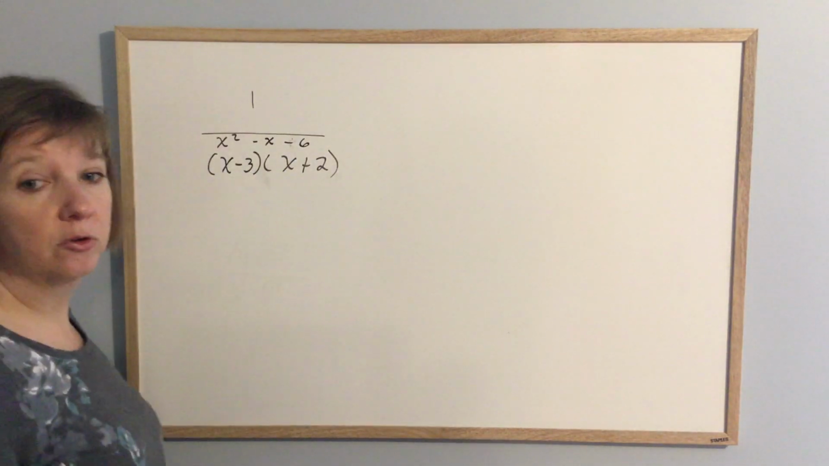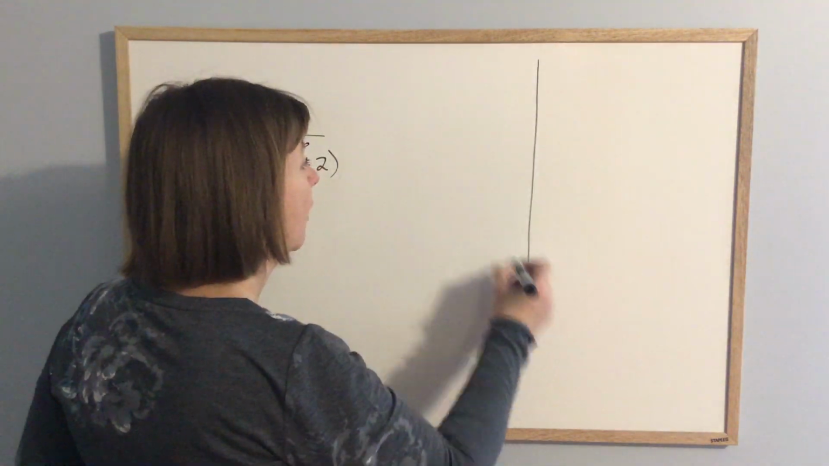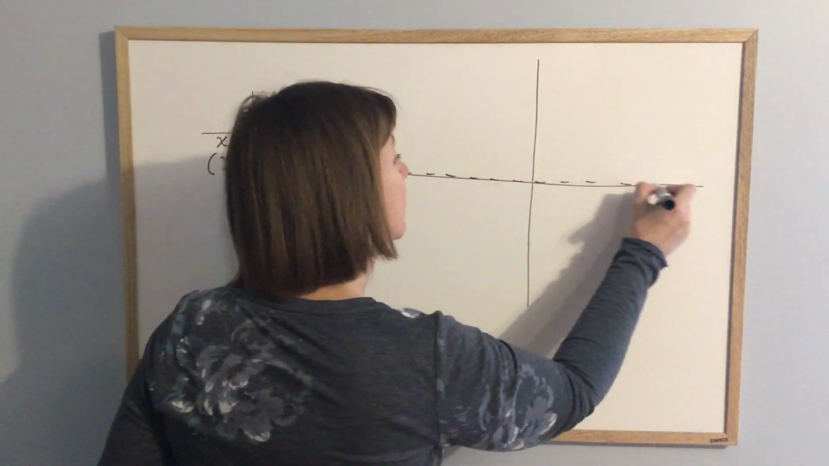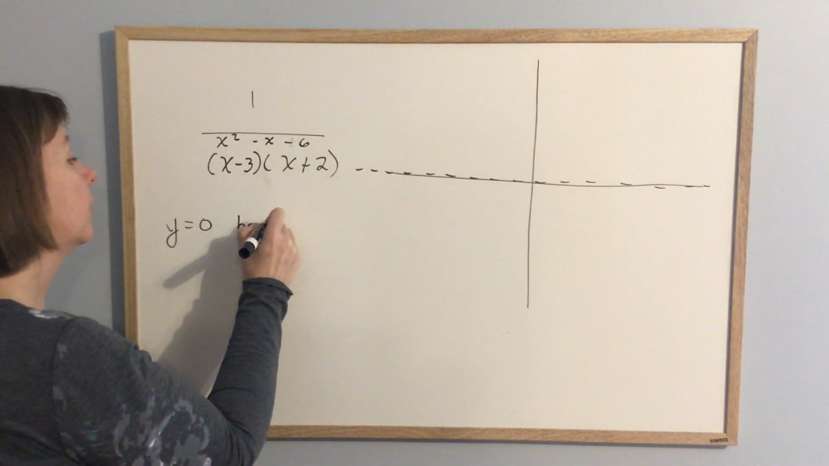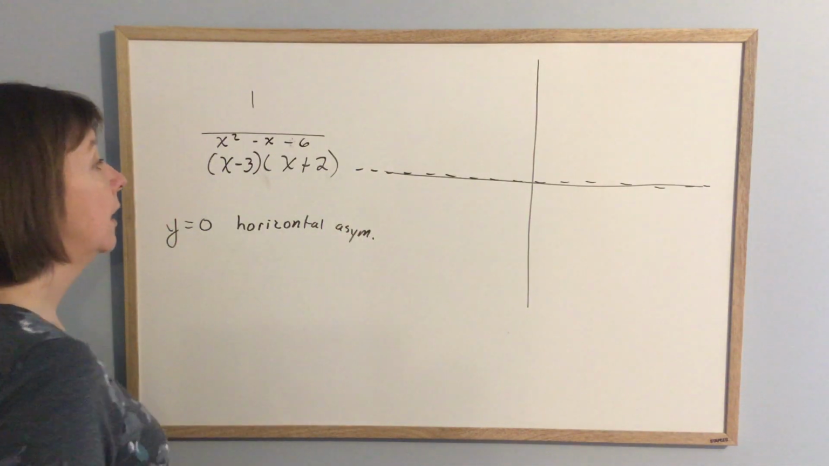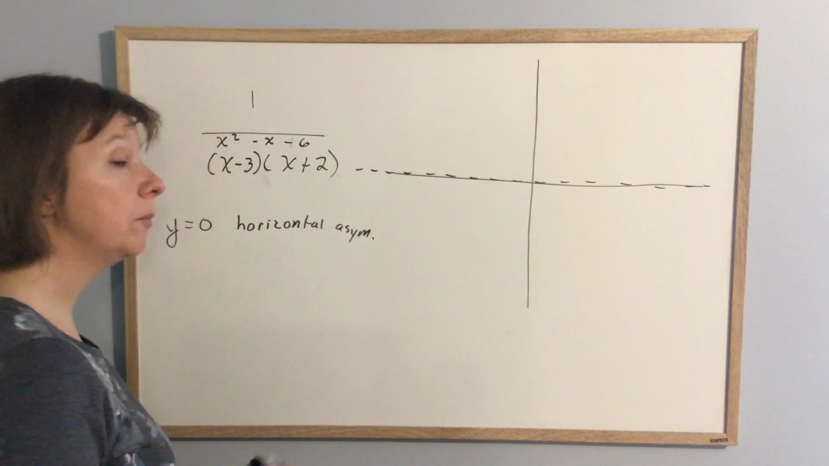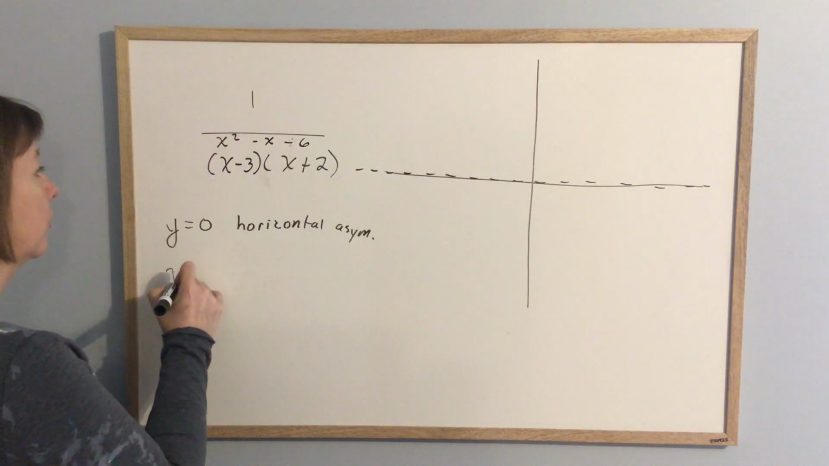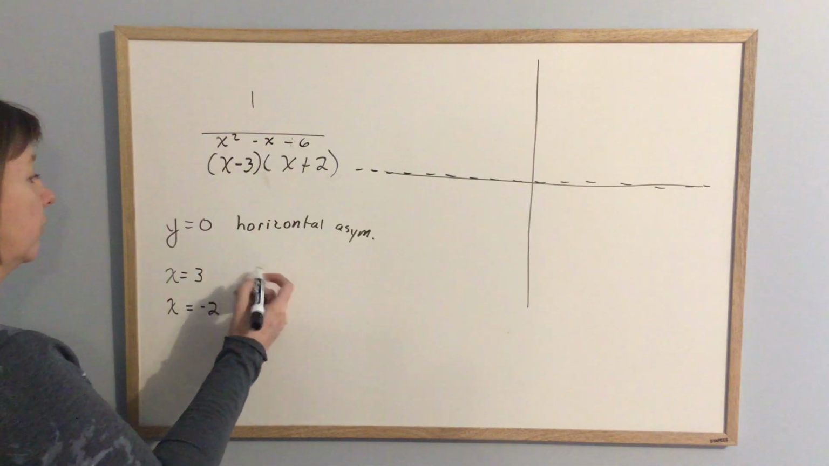But in this case, the degree on the bottom is bigger than the degree on the top, which means there is automatically a horizontal asymptote at 0. So y is equal to 0 is my horizontal asymptote. Now, in terms of vertical asymptotes, once I have this factored, whatever would make each of those brackets 0, that would be the vertical asymptote. So if x is equal to 3, or if x is equal to negative 2.